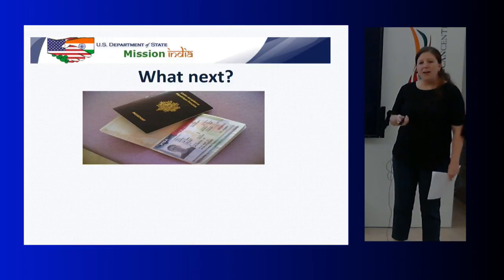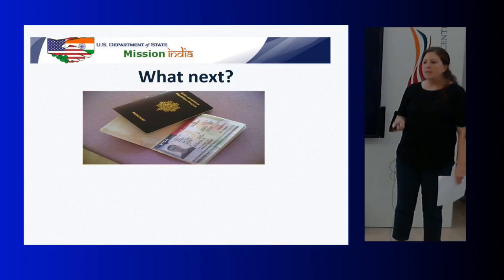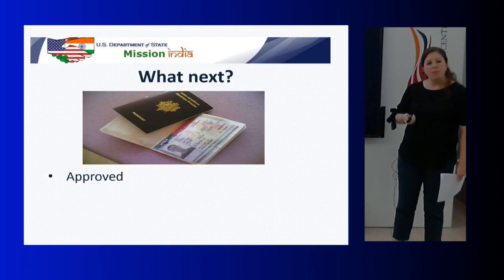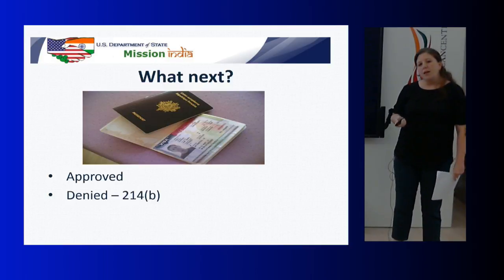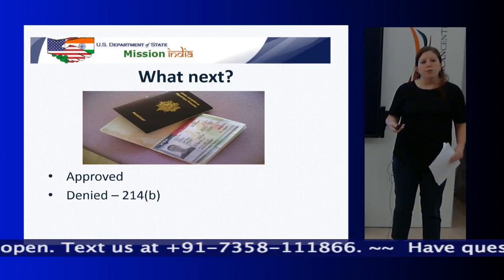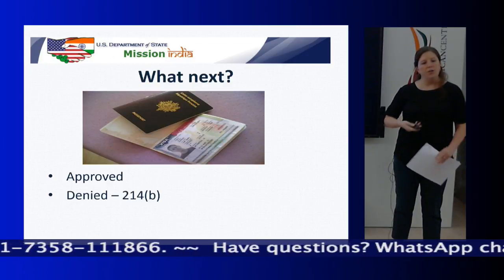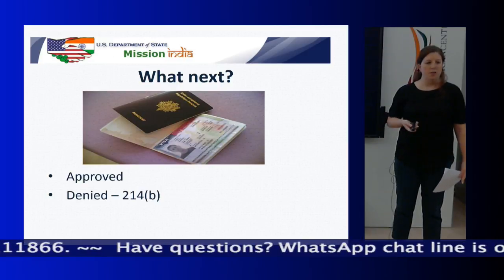So what happens after the interview? At the time of the interview, the decision will be made by the adjudicating officer, and then they'll let you know whether you have been accepted, or which we would say approved. If you are denied, under Section 214B of the law, for this type of visa class, there is an assumption that every applicant is an intending immigrant, meaning they want to come and stay in the United States. So what we're looking for is proof from what you said in your interview that you're there for a temporary purpose, and that purpose is a legitimate form of travel.